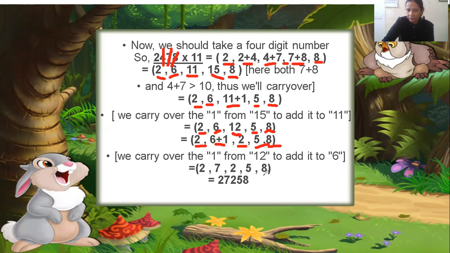Now you see in the final step what I have done. 8 I have written as it is. 5 I have written as it is, single digit number. 2 is a single digit, I have written as it is. You know 6 plus 1 is 7. So 7 is a single digit number as it is, comma 2. And this is your final answer. So this is so easy to solve. Now next, see the next question also.